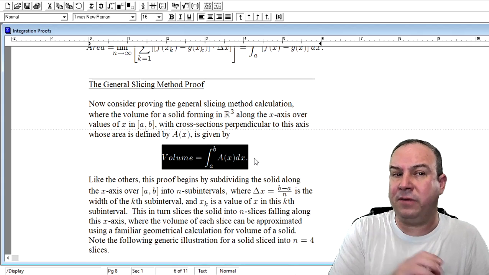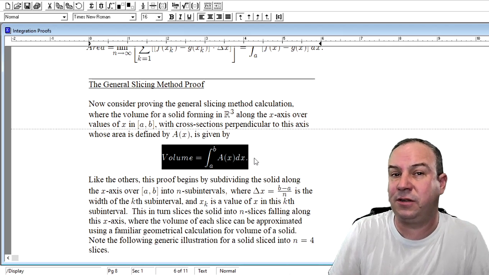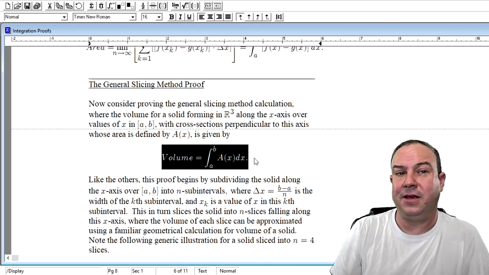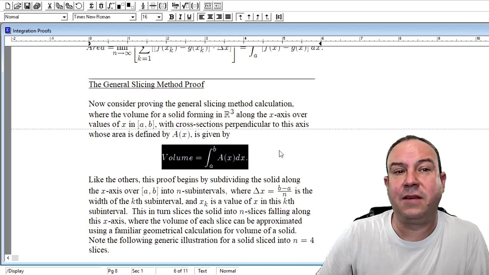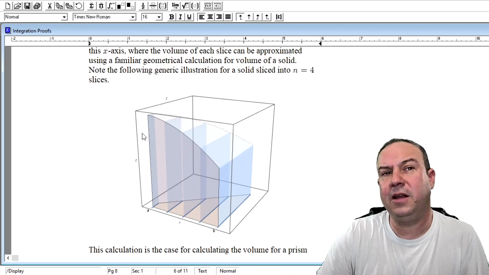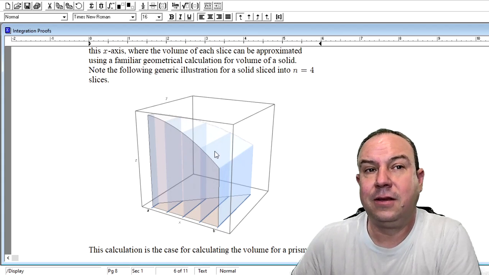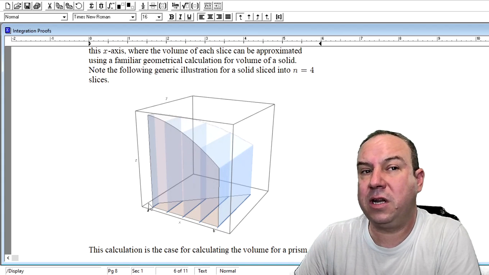Where the volume of each slice can be calculated using a familiar geometrical calculation for volume of a solid, right? Where we might note the following generic illustration for the case of n equal to 4 subintervals. All right? Here we have this illustration of a solid, this solid forming in 3-dimensional space.